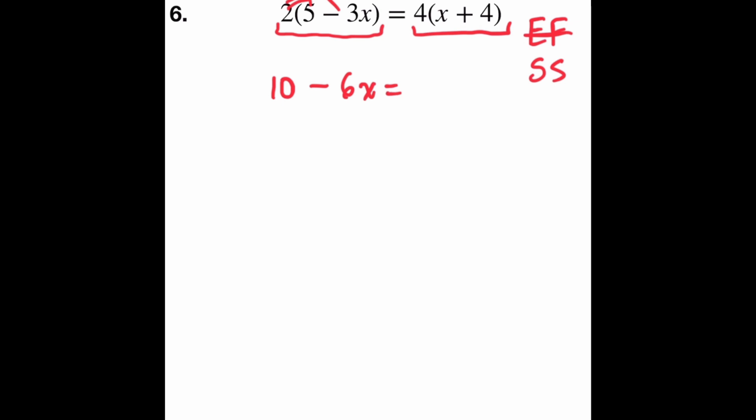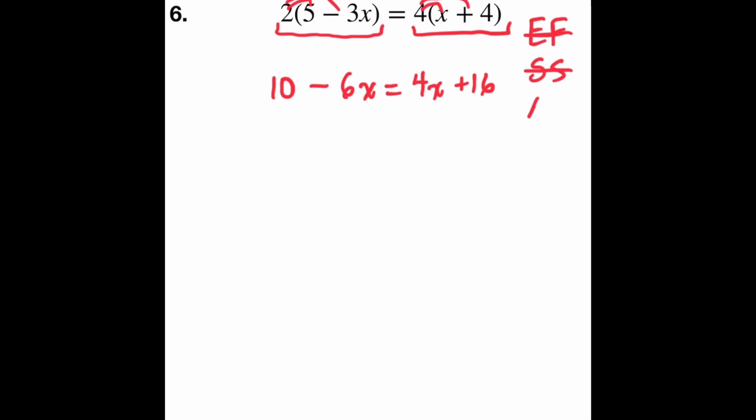On the right side, I'll distribute the 4 to both the x and the 4. 4 times x is 4x, and 4 times 4 is 16. Now my left side, 10 minus 6x, and my right side, 4x plus 16, are in simplest form.